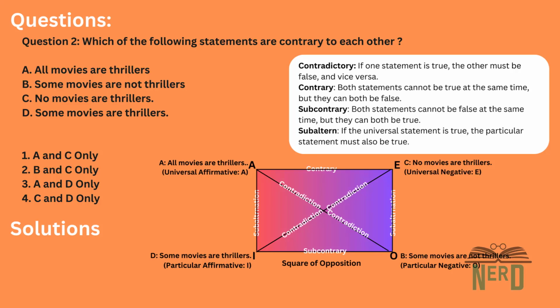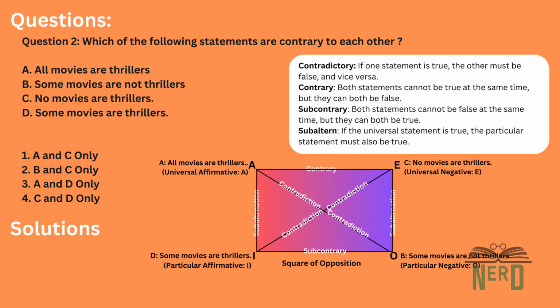Applying the contrary relationship. Contrary statements are A and E. A. All movies are thrillers. E. No movies are thrillers. These two statements are contrary because they cannot both be true at the same time. It's impossible for "all movies are thrillers" and "no movies are thrillers" to both be true. But they can both be false. For instance, it is possible that some movies are thrillers and some are not.